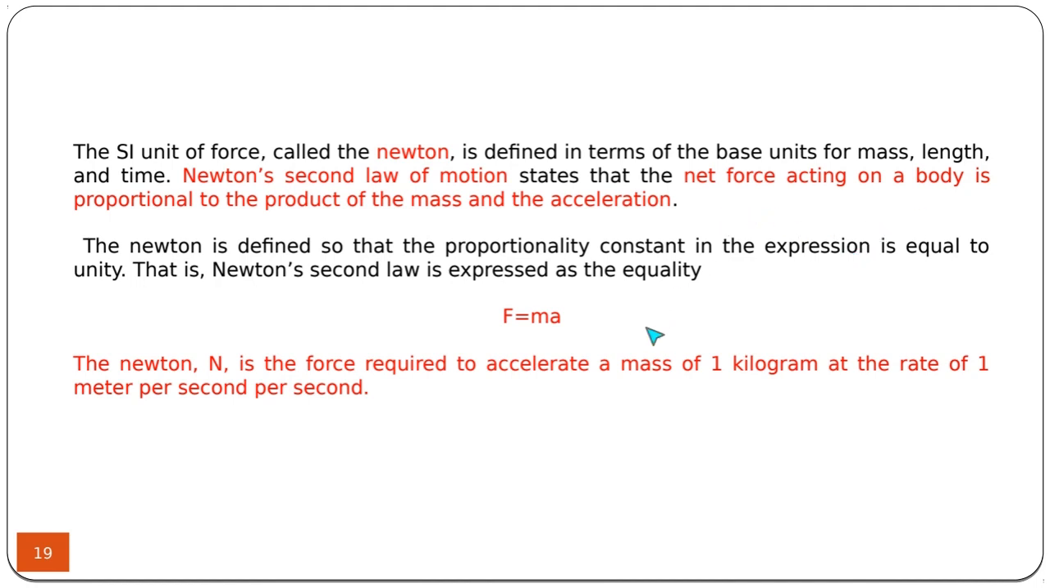According to Newton's second law, force is equal to mass times acceleration, and the unit here is Newton. You can describe it as the force necessary to accelerate a mass of 1 kilogram by 1 meter per second square. So in order to increase the speed of a 1 kilogram mass by 1 meter per second square, it's necessary to apply 1 Newton on it.